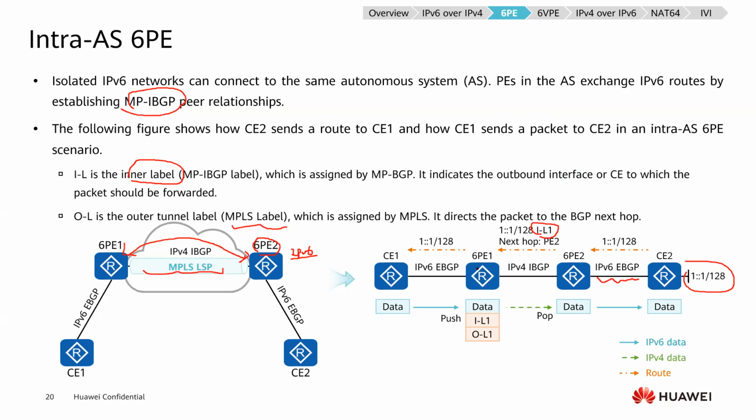then when 6PE1 receives the labeled IPv6 route, it will recurse the route to the tunnel and add the route to the local forwarding table, and then it will change the next hop to itself, 6PE1, and will remove the label from the route and change it back to a normal IPv6 route and send it to the eBGP peer of CE1.